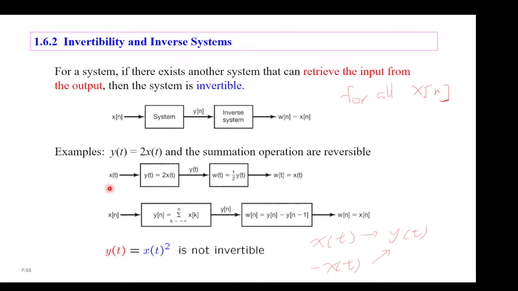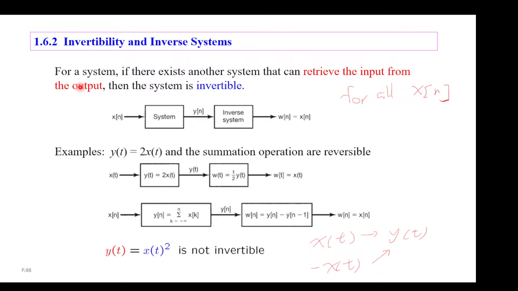And so you see that if you connect those two in series, your signal gets multiplied by 2, then divided by 2, so you go back to the same signal. Okay, so y of t equals 2x of t is a reversible system, an invertible system.